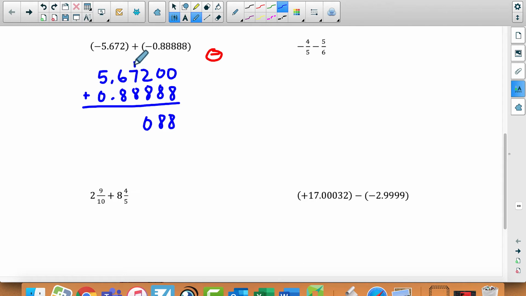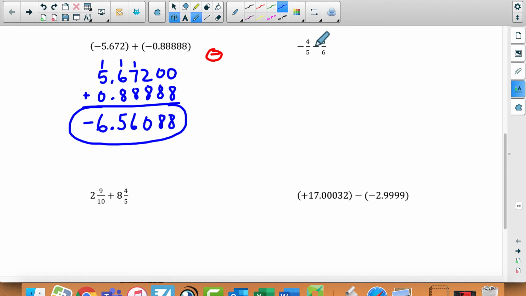Carry the 1. 1 plus 7 is 8 plus 8 is 16. Carry the 1. 1 plus 6 is 7. Plus 8 is 15. Carry the 1. 1 and 5 is 6. And the decimal, straight down. Don't forget, you said your answer would be negative, so put a negative on it, and you are done.